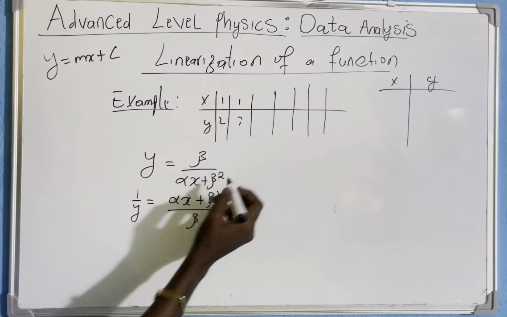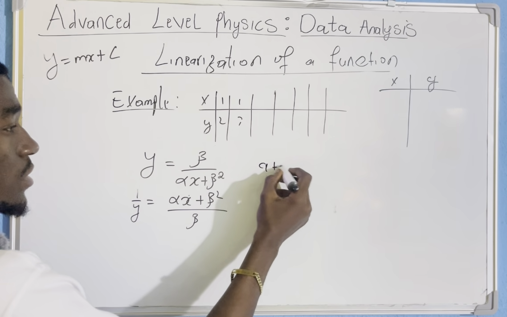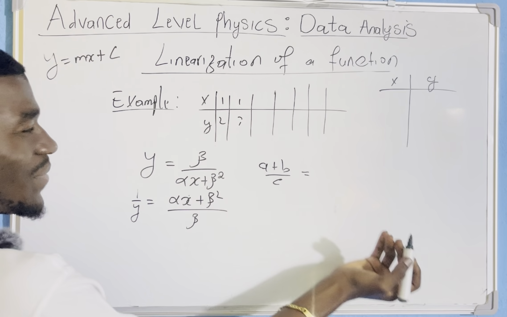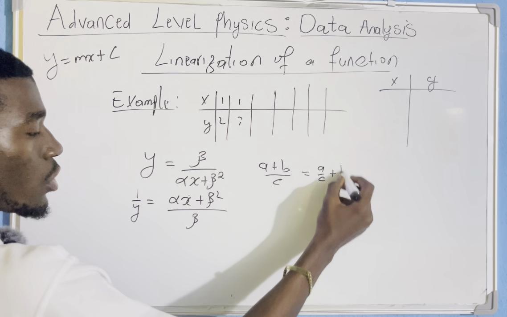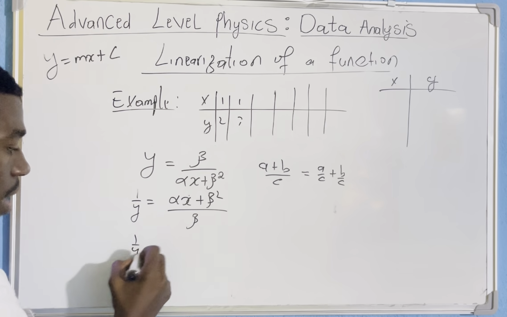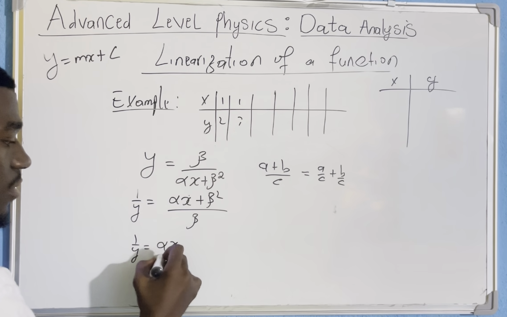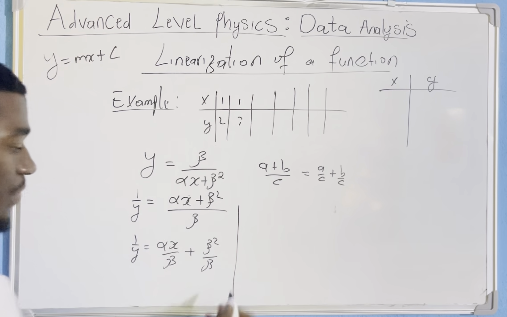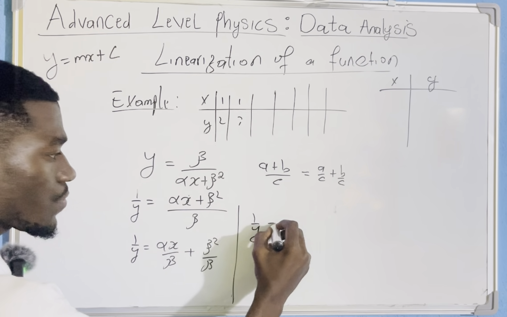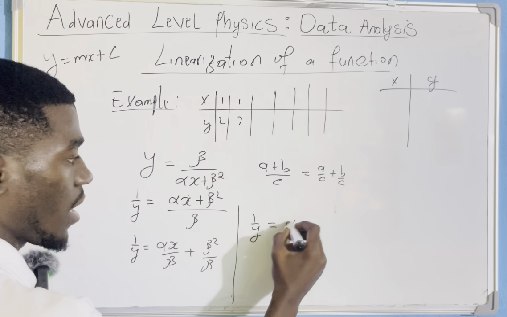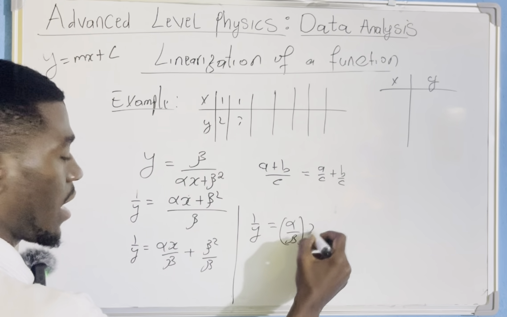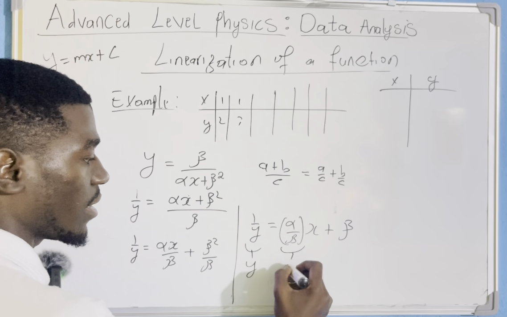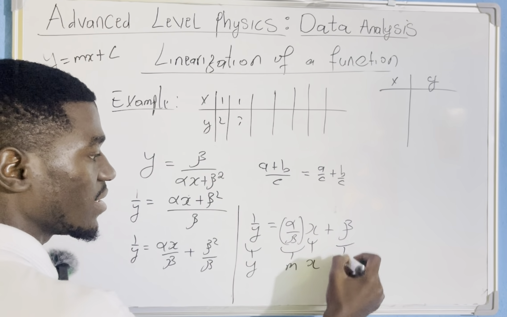When you do the reciprocal, you come out with an equation of the form a plus b all over c. And we all know that a plus b all over c, with the same denominator, can split into two: a all over c plus b all over c. So doing the same here, I will have alpha x all over beta plus beta square all over beta. You will see that I will have 1 all over y simply equals to alpha over beta x plus beta. So this is in the form y equals m x plus c.